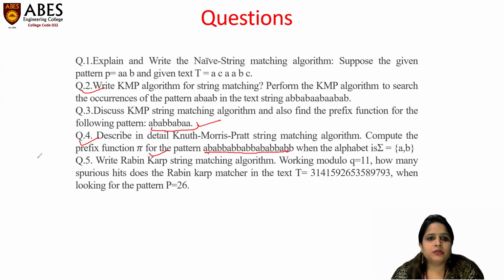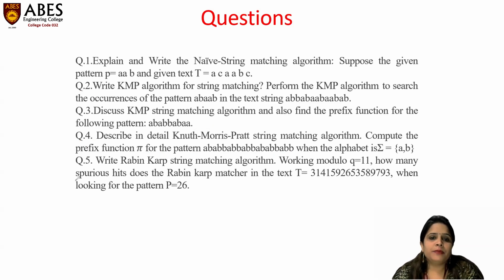Our next question is: write the Rabin-Karp string matching algorithm working modulo q equals 11, and how many spurious hits does the Rabin-Karp string matcher encounter in the text when looking for the pattern P equals 26, right?